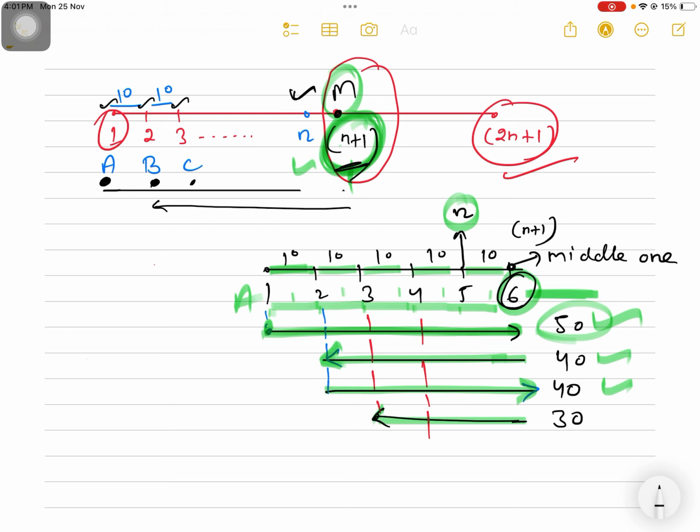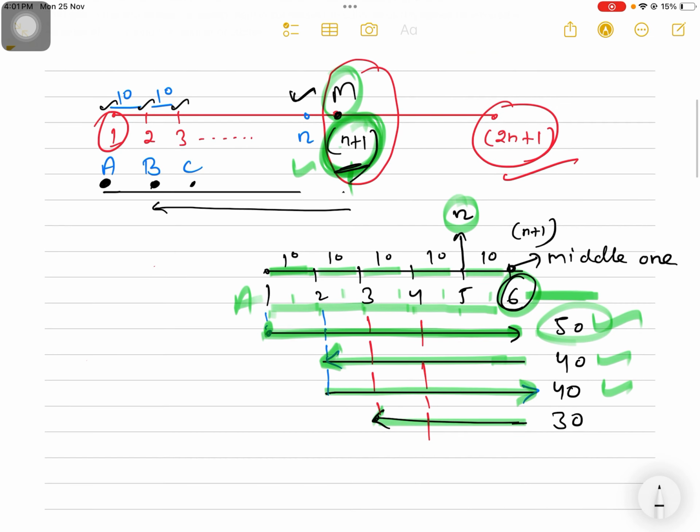First, let me explain how to make the series in the LHS. LHS means the left side part of the middle stone. So see, here my middle stone is n plus 1. Just for example, I took a series of 6 stones only. Sixth one is my middle stone only. Now how many stones did I keep on my left side? 5 only, right? So 5 means 6 minus 1. That means the last stone before the middle number will be n only, correct?